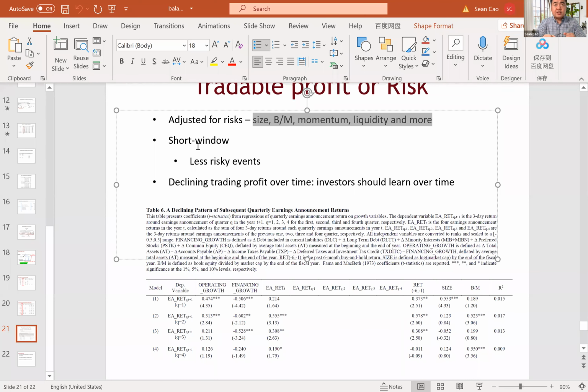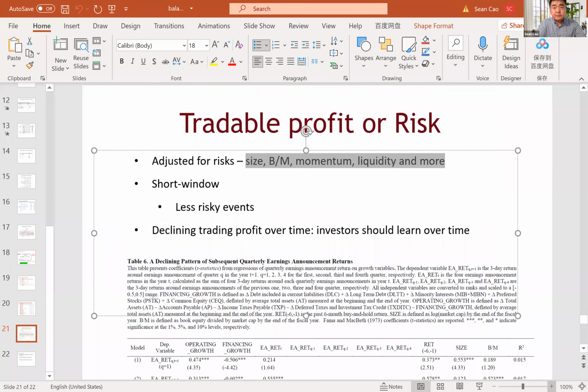Another way we do that is to look at the declining pattern. So let's look at the table here.